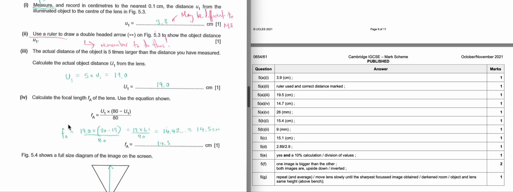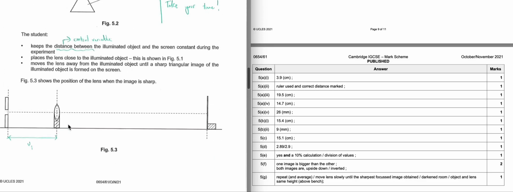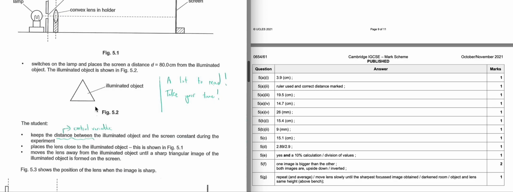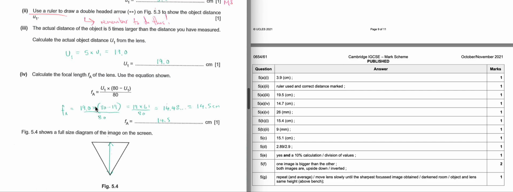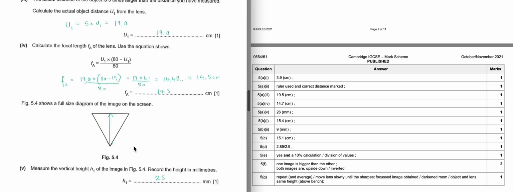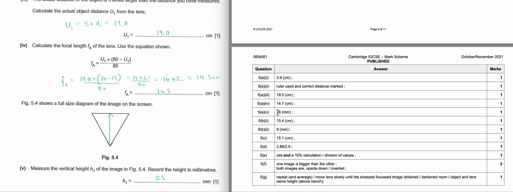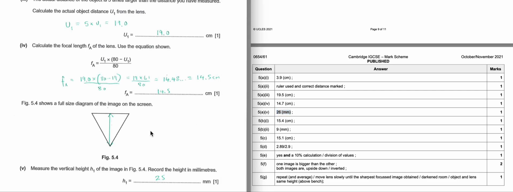We're then shown a diagram of the image on the screen, and notice if we compare this to the first one, we had an upright triangle. This is an inverted triangle, and we should know that when we use a lens, we will find inverted images. We're asked to measure the vertical height, and I've done that and recorded the height in millimeters. A careful thing to check here would be that you are expressing it in millimeters, not in centimeters this time. You notice again, the value given in the mark scheme is 26. I measure 25. The scale difference is consistent.